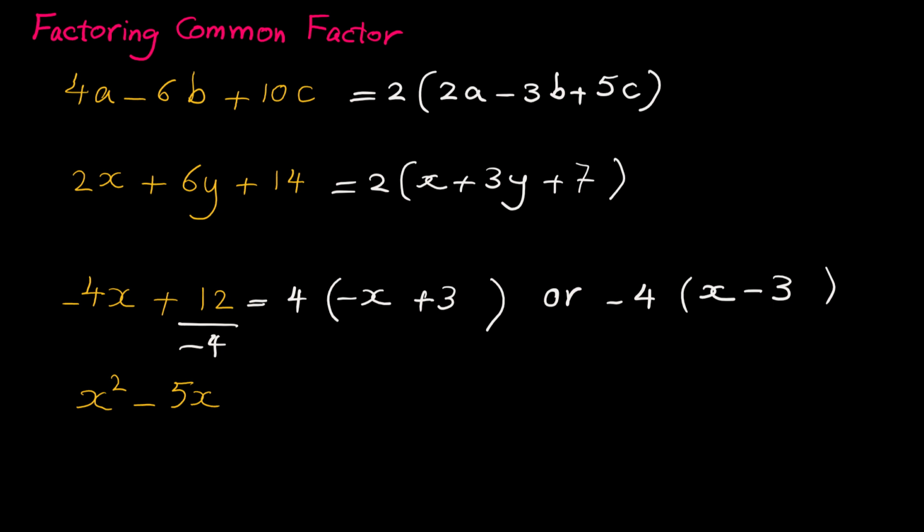Look at the two answers that we have here. One of them is 4 times negative x plus 3. The other one is negative 4 bracket x minus 3. Both of these answers are 100% right and they are the same, but which one is better?